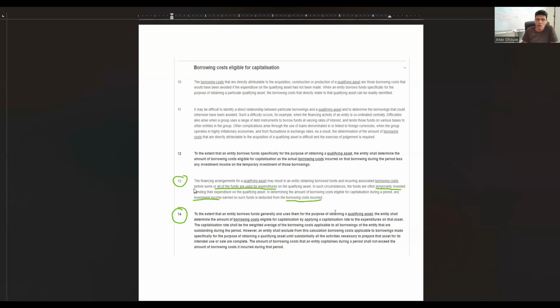So what it states is that whatever temporary investment income is earned on the borrowed funds should be deducted from the interest cost or the borrowing cost. This is what the standard IAS 23 states.